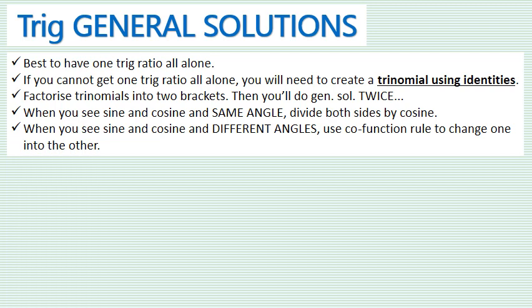When you see a sine and cosine and the same angles, you divide by cosine to turn the equation into one that is of tan, because sine divided by cos will give you tan equals a number, and then you can find your reference angle using arctan or shift on your calculator. But when you see sine and cosine and different angles, in other words, one could be theta and the other one could be theta plus 30, then you need to use the cofunction rule to change the sine into a cosine or the cosine into a sine.